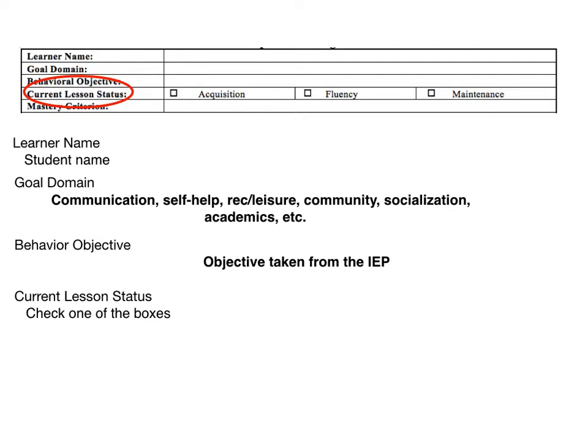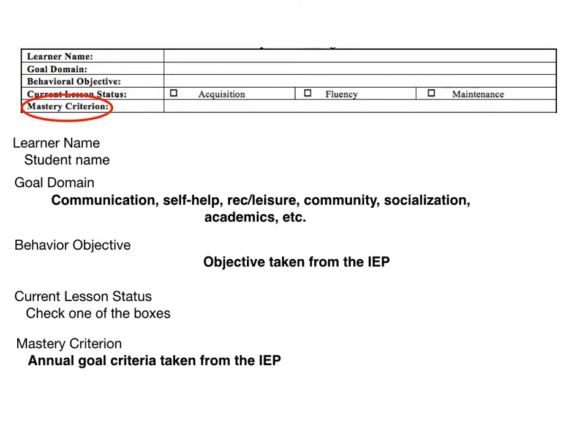Under current lesson status, you will choose one of the boxes: acquisition, fluency, or maintenance. Acquisition is a new skill being taught. Fluency is a skill the student is familiar with and is working to become more proficient in. Maintenance is a skill that the student has mastered but is continuing to work on. Mastery criterion is the end goal taken directly from the IEP. This could be a percentage, successful trials, how many steps are in the task analysis, etc.